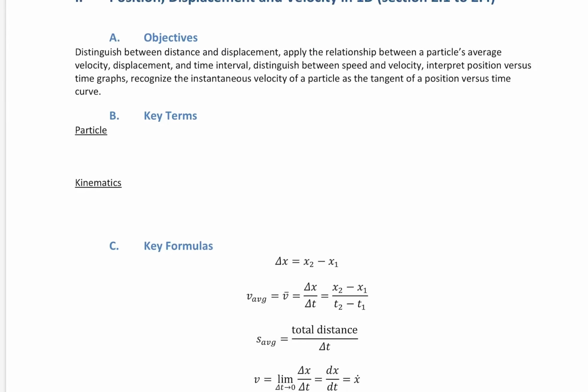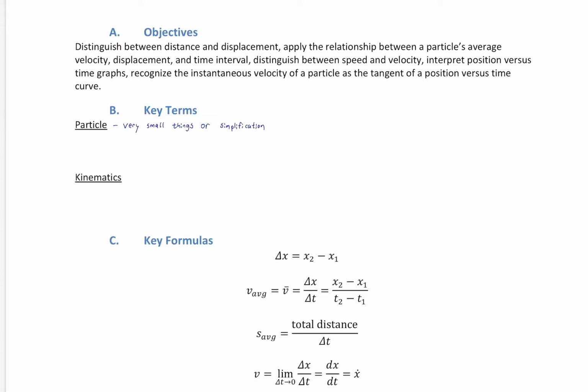All right. So let's get some key terms out of the way. First of all, a term we're going to see quite a bit, and is not unique to these sections nor this chapter, is the idea of a particle, which is a very small thing or a simplification of a larger thing that we just don't care about the details of. An object that can only translate is a particle. It can only move in the x, y, and z directions. That is the only type of motion it can undergo. In other words, it cannot rotate.